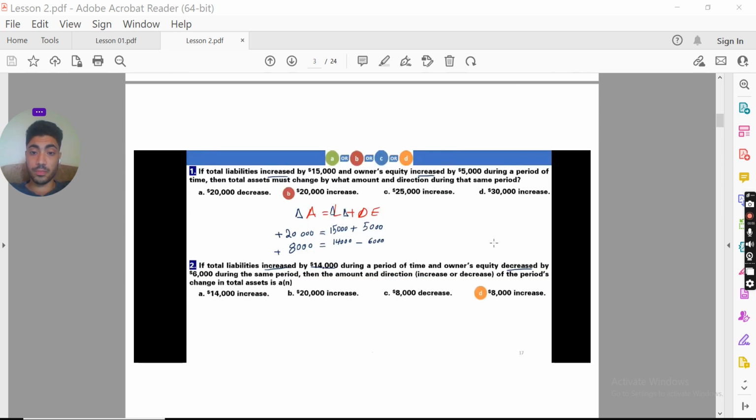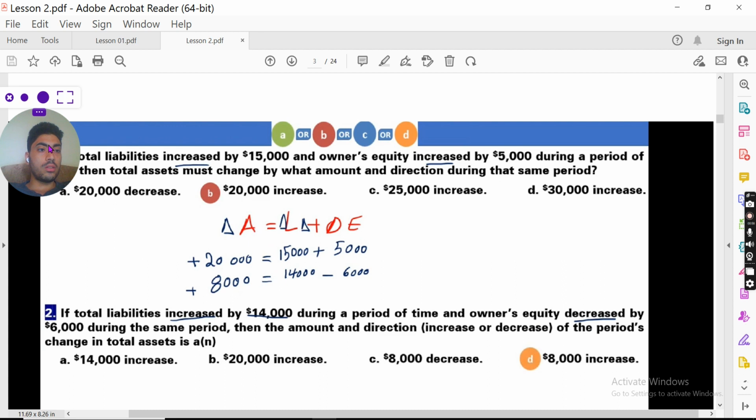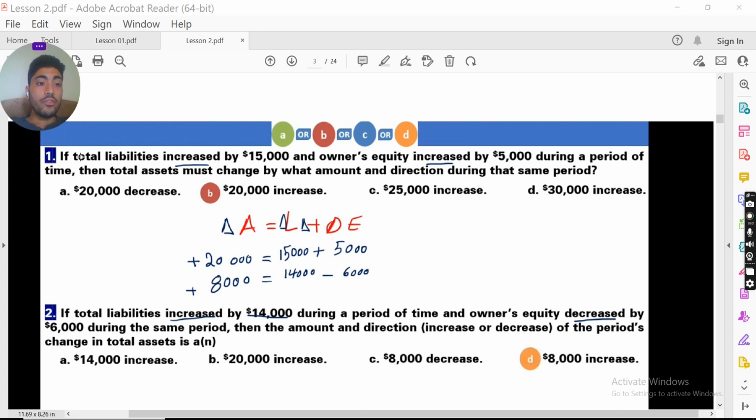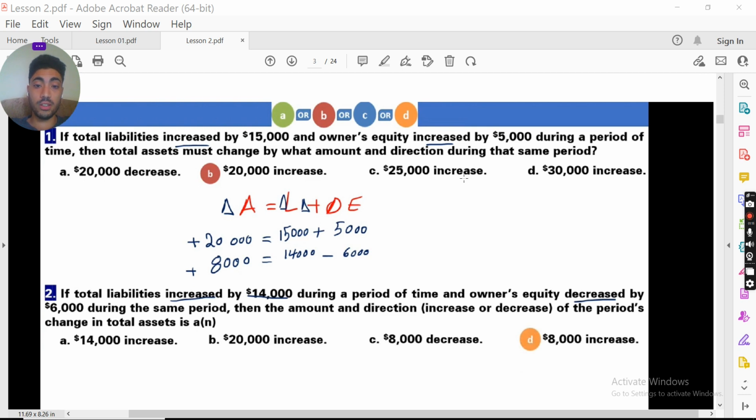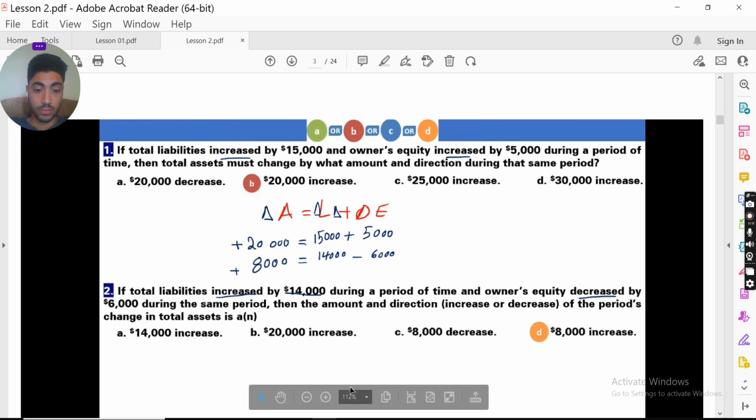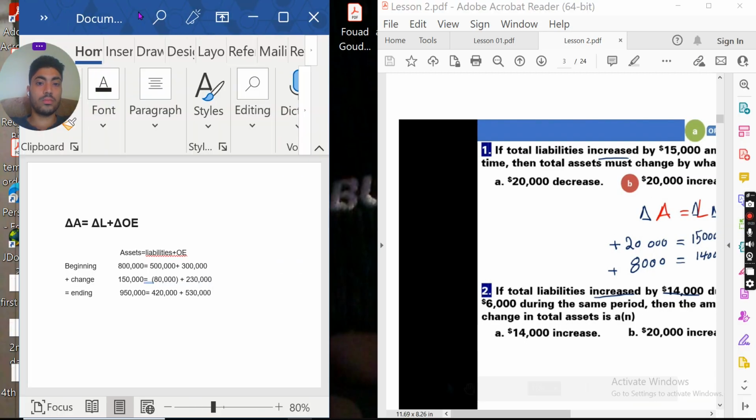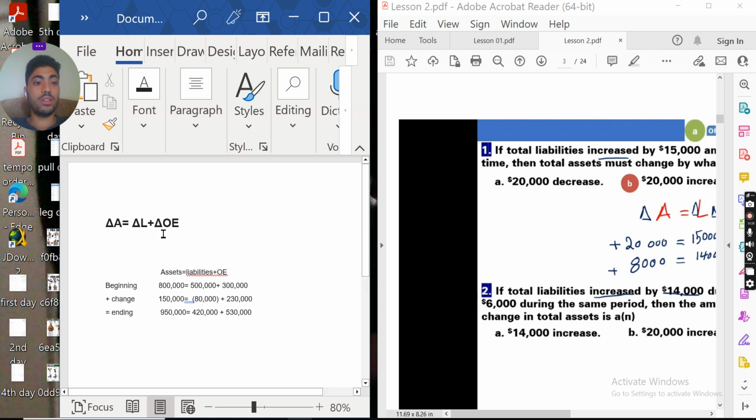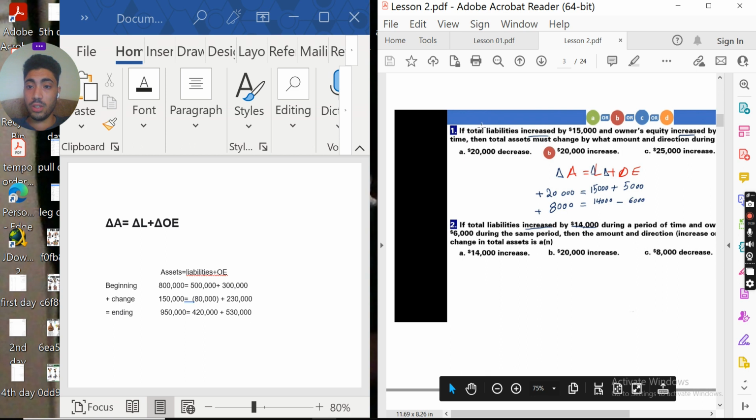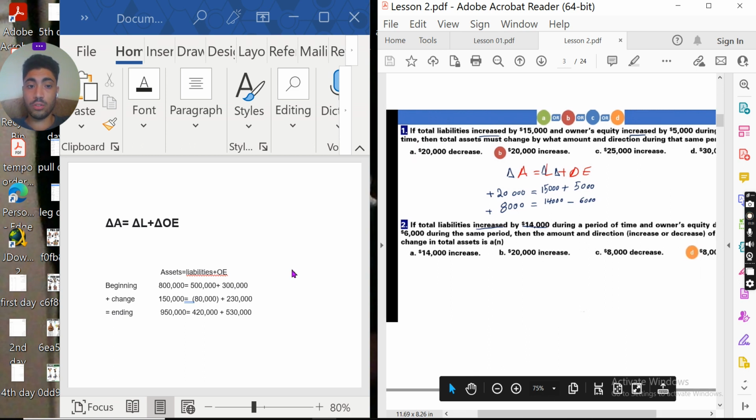Here we have an example. Number 1. If total liabilities increased by $15,000 and owner's equity increased by $5,000 during a period of time, then total assets must change by what amount and direction during that same period? Let's solve it together. So this is the equation. All we have to do is to put the numbers in and start solving.